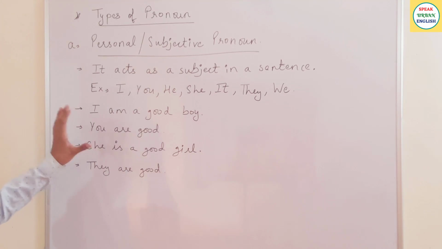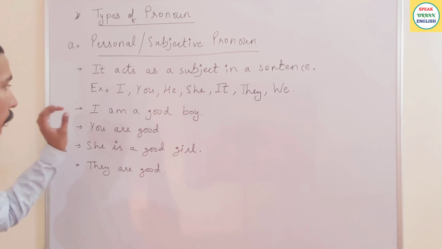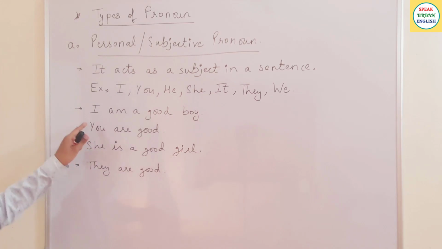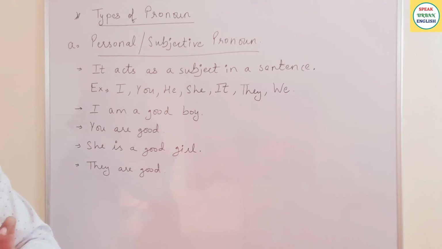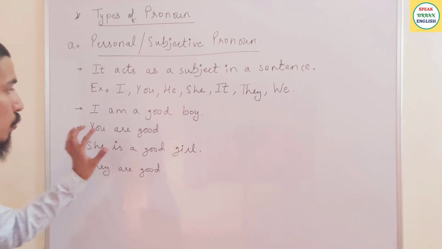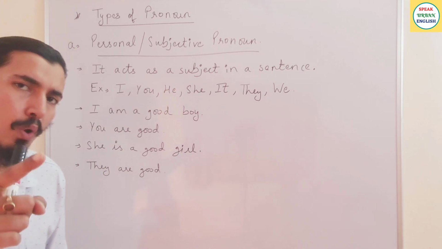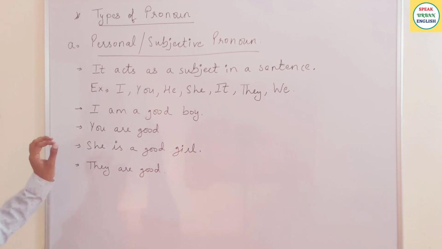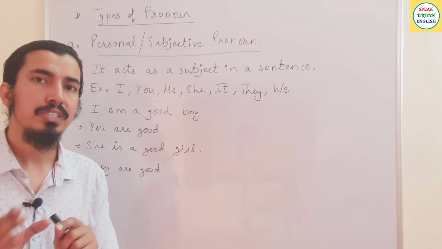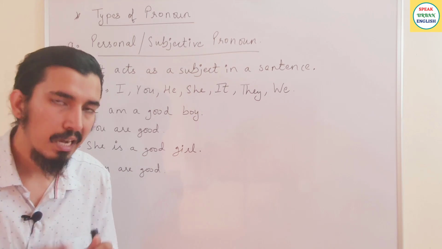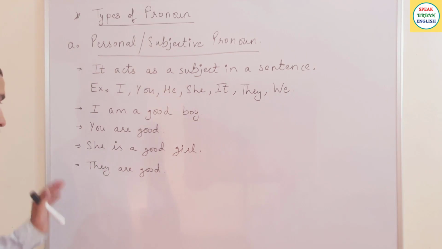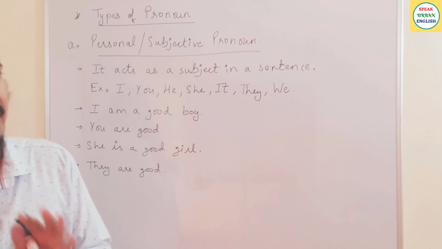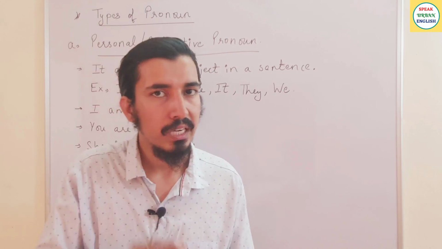Let's see example sentences. I am a good boy. Here, I is acting as a subjective pronoun. You are good. Here again, you is a subjective pronoun. She is a good girl. She, again, is a subjective pronoun. They are good. So they, again, acts as a subjective pronoun.